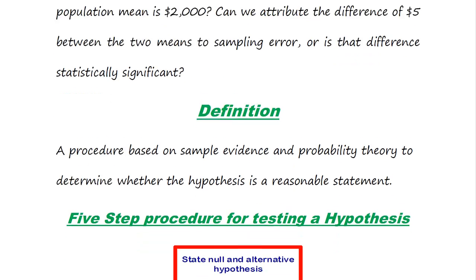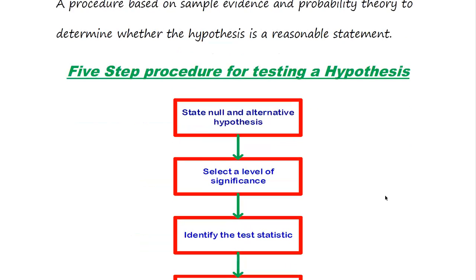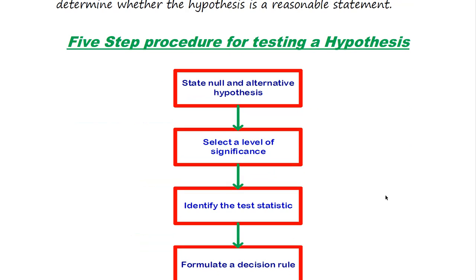The steps involved in testing a hypothesis: first of all, we state a null hypothesis and an alternative hypothesis. In the second step, select the level of significance, which is the probability of a type one error. We discuss all these steps in detail in my previous videos, so here we only discuss the main headings.